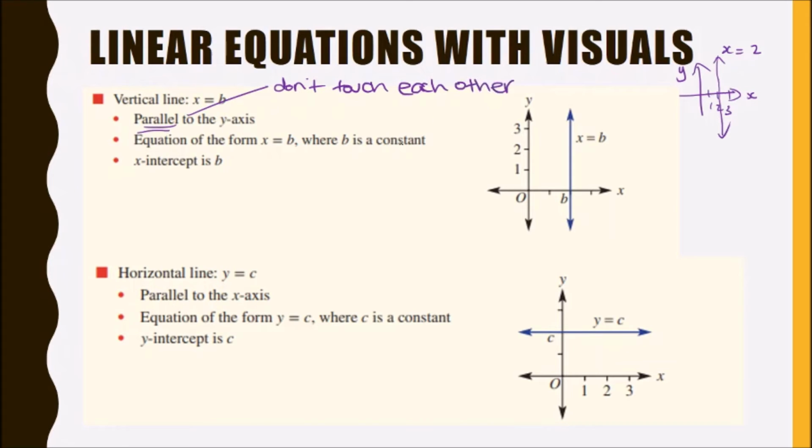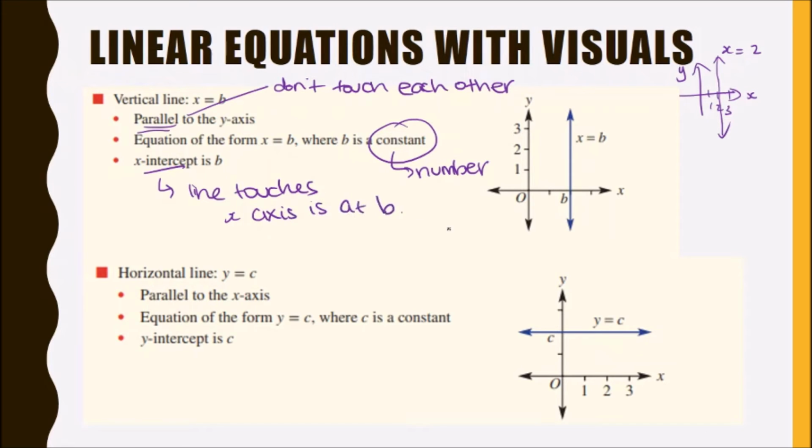Now you can know that b is a constant, so a number. And we know that the x-intercept, where the line touches the x-axis, is at b. This question has just put letters instead of numbers, so we're just going to do the same over here.